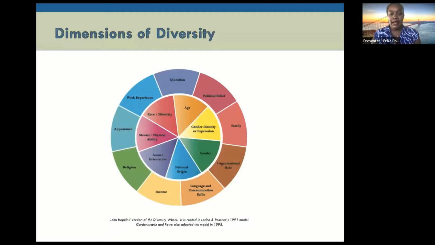What you see right now on the slide is Johns Hopkins' version of the diversity wheel. I like working with this one because it's very simple. If you really want to go deep, you can check out Loden and Rosener's 1991 model. Loden and Rosener created the first diversity wheel.